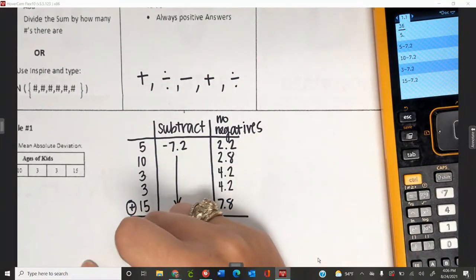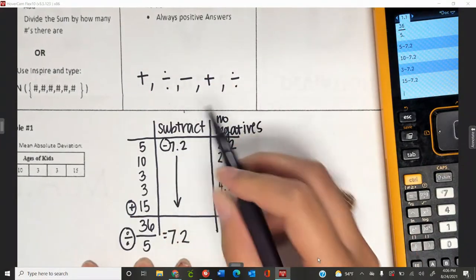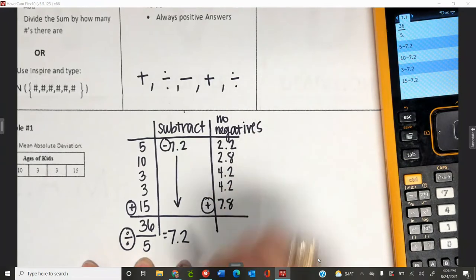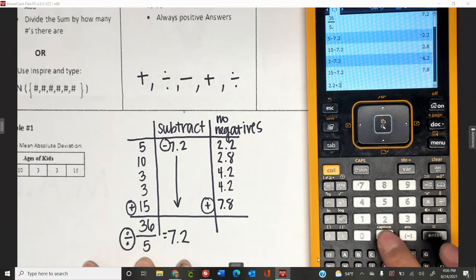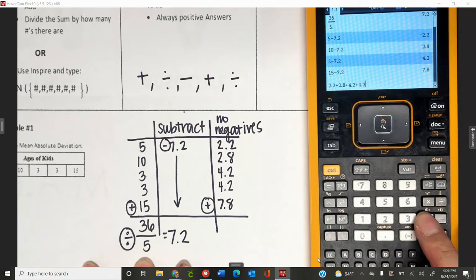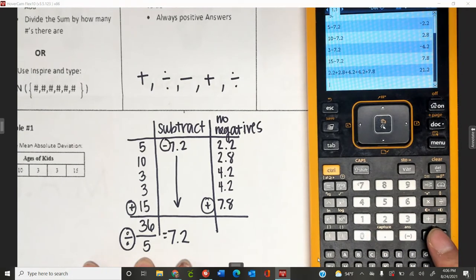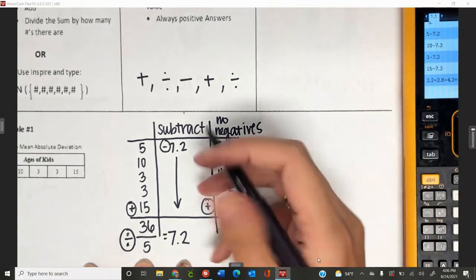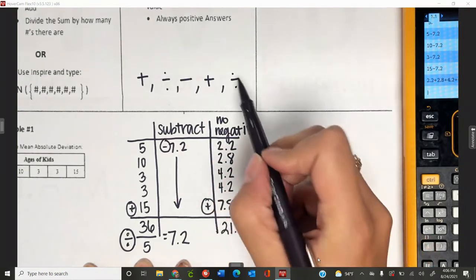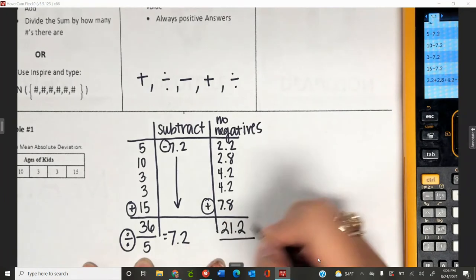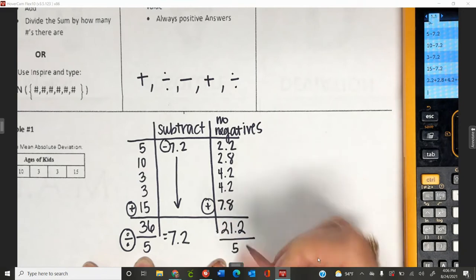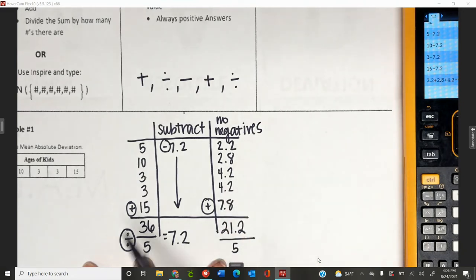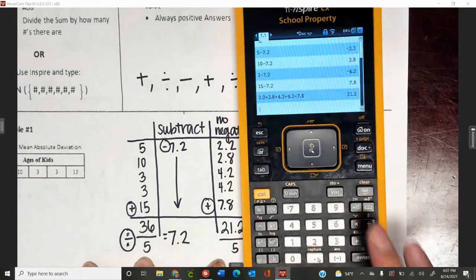Okay, so we've added, we've divided, we've subtracted. Now our fourth step is to go ahead and add these up again. So now, opening up our calculator, we have 2.2 plus 2.8 plus 4.2 plus 4.2 plus 7.8. Pressing enter, you get 21.2. Okay, but we still have our last step, which is to divide. Again, we're dividing by the amount of numbers we added together, which was 5. You should always be dividing by the same number here and here.